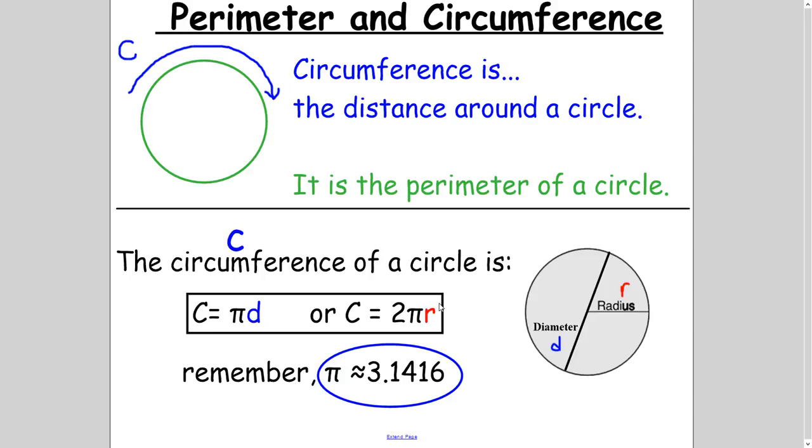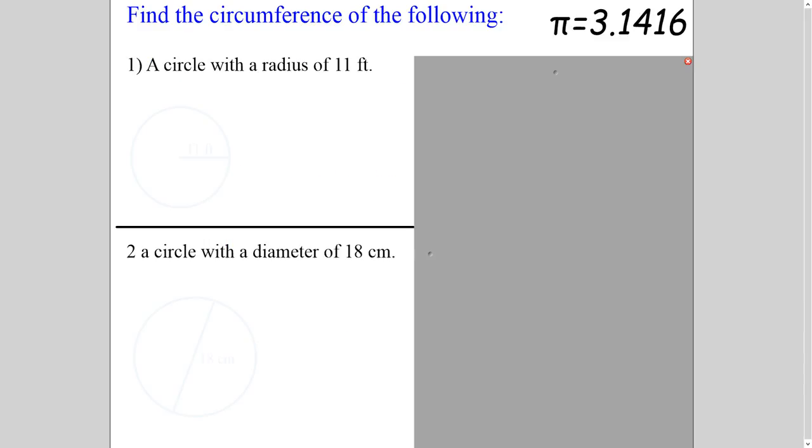It's a little more accurate than what you've probably been used to as 3.14. You could also use the pi button instead. So let's try a couple problems out for circumference. Find the circumference of the following: a circle with a radius of 11 feet. So here's our circle. It has a radius of 11 feet.